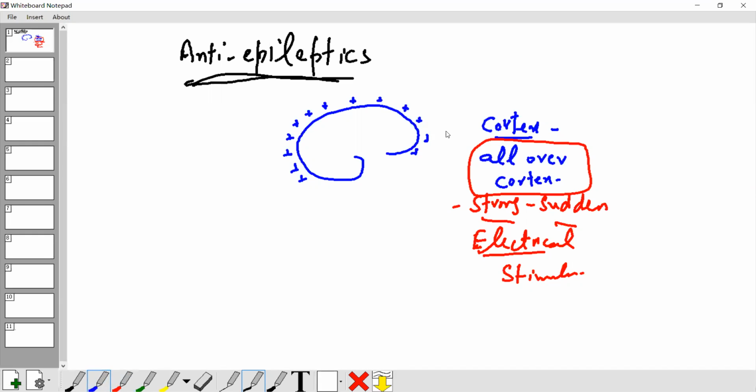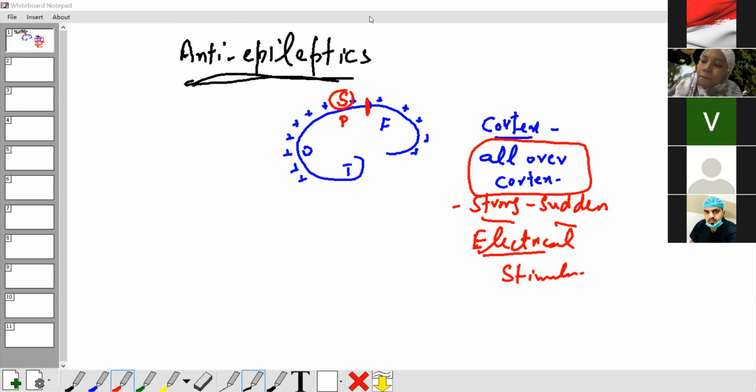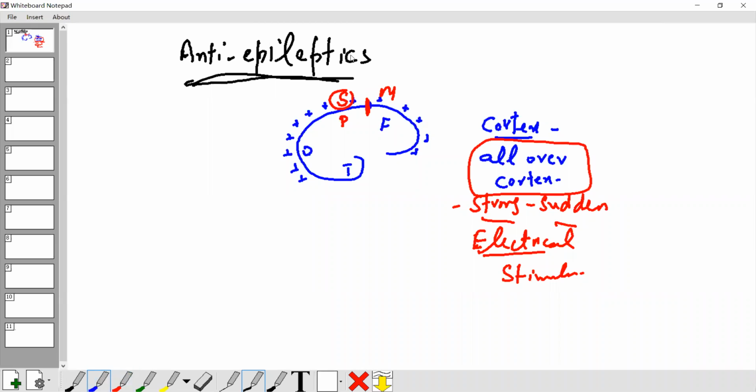Understand? So all over the cortex is the frontal lobe, the occipital lobe, the temporal lobe, okay. This part is the parietal lobe. Here we have the sensory system. Here is sensory, and this one is motor, okay. In epilepsy mostly this part, the motor cortex, is involved, okay.